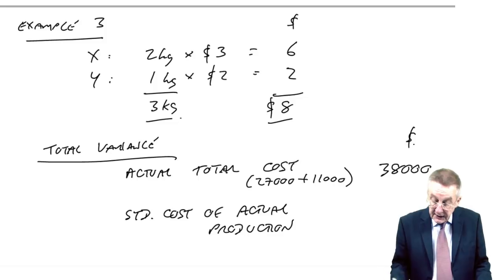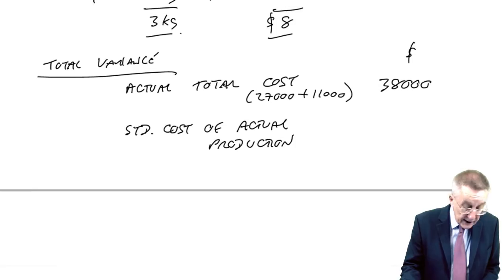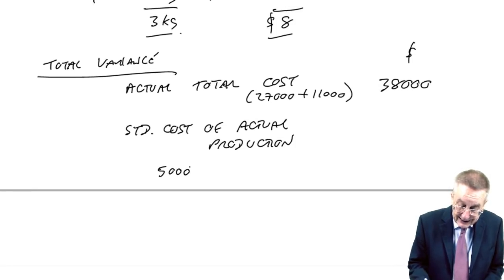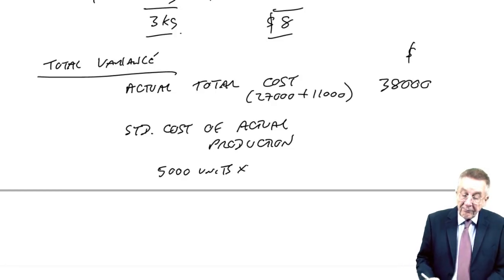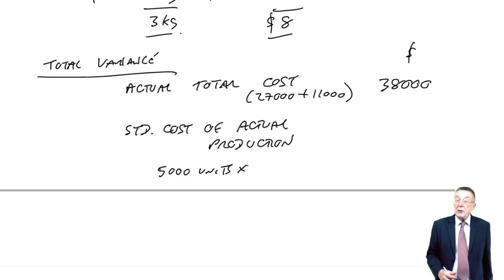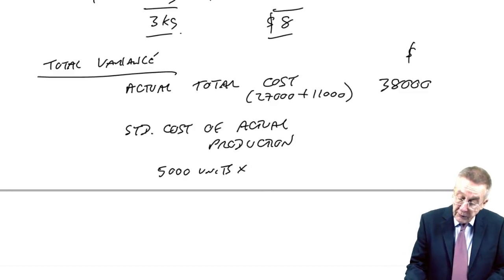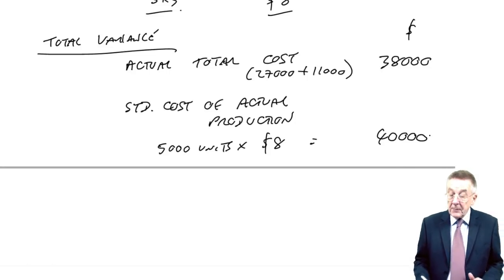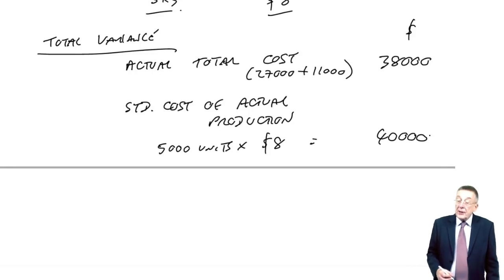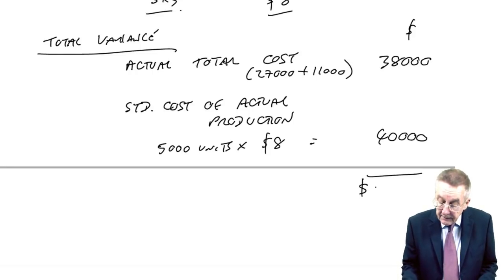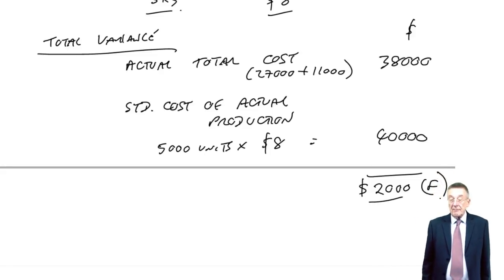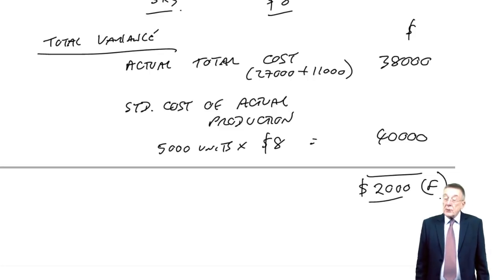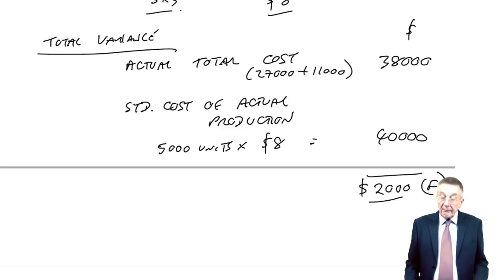How much should we have spent? Well, the actual production was 5,000 units. If everything went perfectly, how much should each unit have cost? Well, from our cost card, it should be $8 a unit. We should have spent 40,000, or expected to spend 40. We only spent 38. And so in total, we've saved with a favourable variance of 2,000. So that's how much we've saved in materials overall.